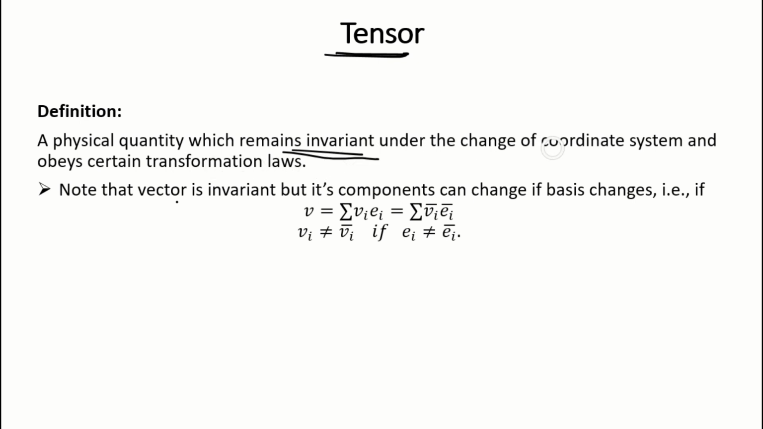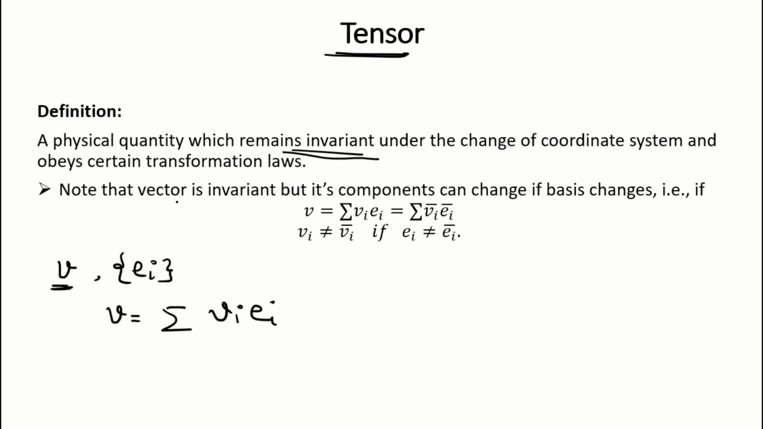What is the meaning of change of coordinate system? If you are changing the coordinate system, that means the basis vectors will change. If you have some vector v, and basis vectors e_i, then you can represent any vector v as a linear combination of the e_i's. So I can write v as the summation of v_i times e_i. The e_i's are basis vectors and the v_i's are components or coordinates of v. So this is the representation of v in one coordinate system.